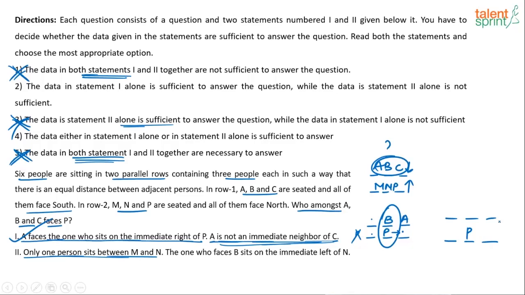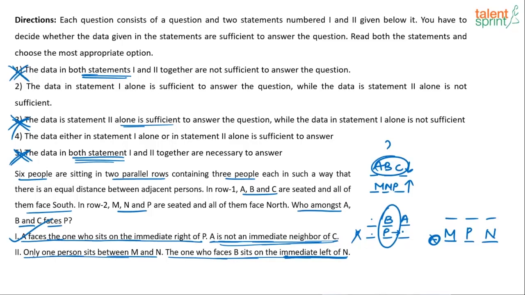But only one person sits between M and N. The one who faces B sits on the immediate left of N. See, can N come here? No. Because if N comes here, what is immediate left of N? Immediate left of N is this side. But is there a position available here? No. The one who faces B should be on the immediate left of N. If N comes here, immediate left of N will be 1/4 position, which is not available at all. So N has to come here and M has to come here.